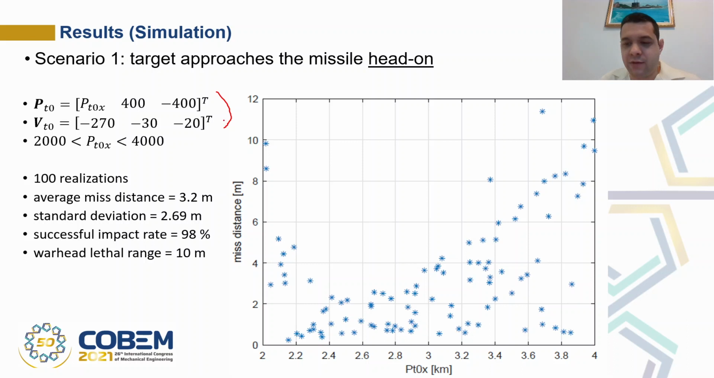For both scenarios, the initial target position in X is a random value between 2 and 4 kilometers, emulating a late detection. We performed 100 realizations and we obtained an average miss distance of 3.2 meters, standard deviation of 2.69 meters, and successful impact rate of 98%. That is for a considered warhead lethal range of 10 meters.